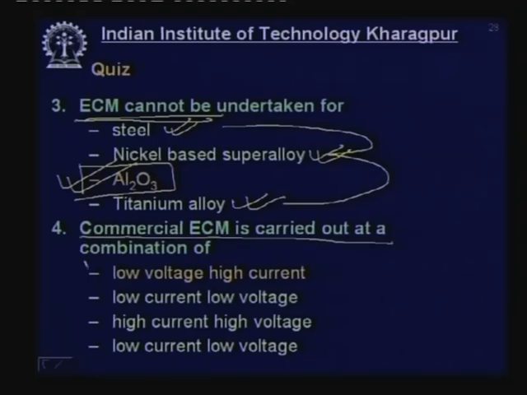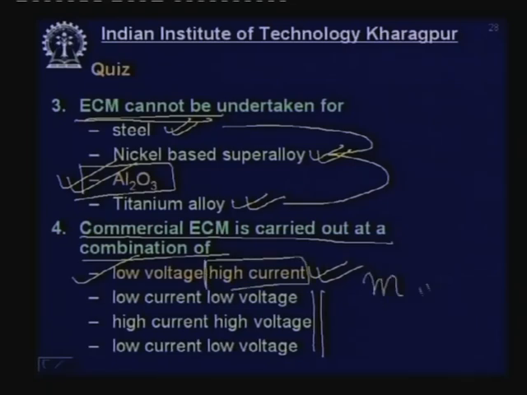Commercial ECM is carried out at a combination of low voltage and high current. Out of all these options, low voltage and high current is the answer, because to do the ionization in a salt solution you require really low voltage. Why is high current required?